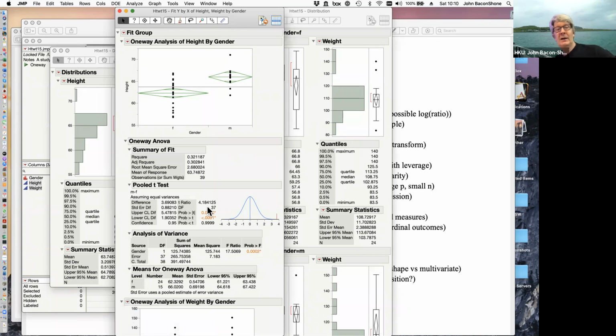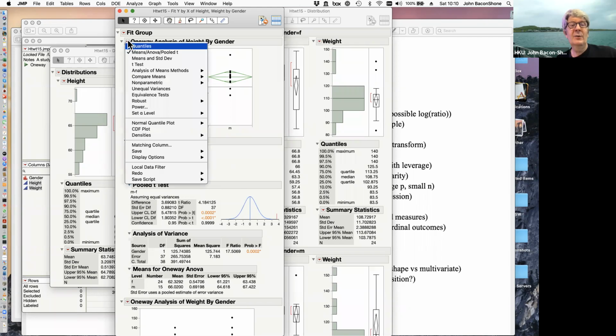So we can see here, it now gives us a graphical representation for the males and females, as well as giving us the analysis of variance. Now, pooled t-test. Why is it the pooled t-test? Because the standard analysis of variance assumes that the variability is the same within the different groups, right? So it's pooled in a sense. You'll see it actually says on the output here, assuming equal variances, right?